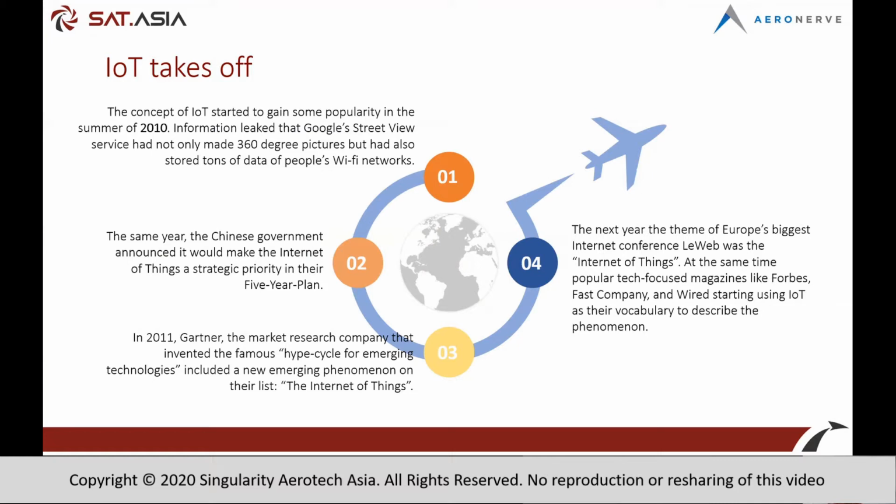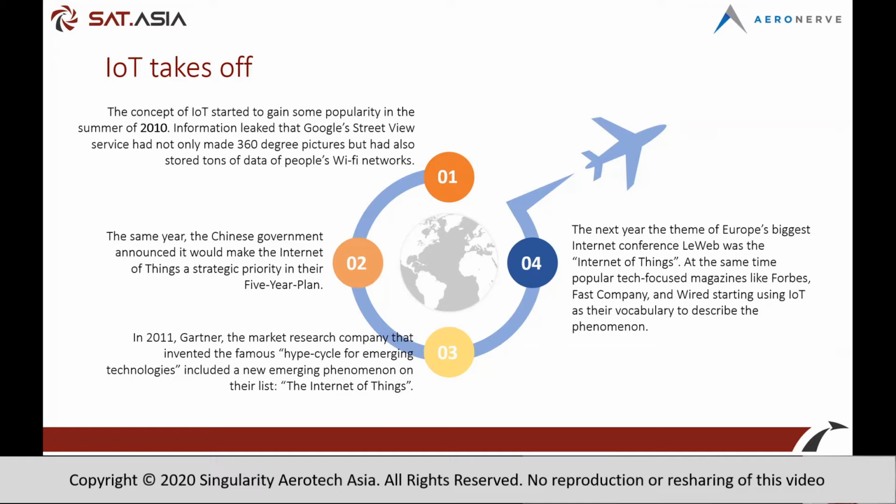So IoT takes off, gaining popularity since 2010. At the time, if I still remember, you have Google Street View started making rounds along the streets, you know, to take pictures. And at the time, people were saying they were actually sniffing Wi-Fi connections to make that 360 degrees picture.